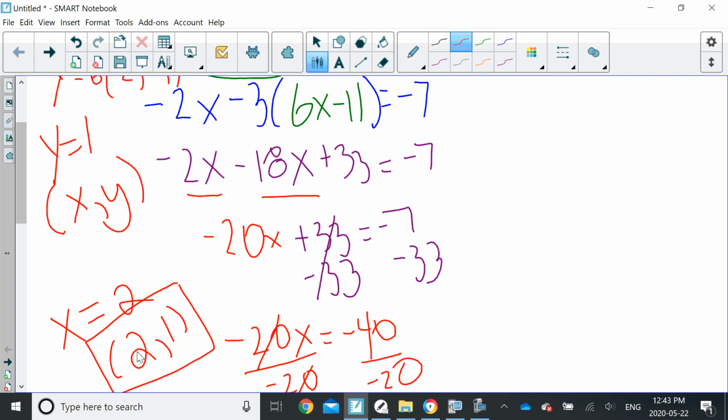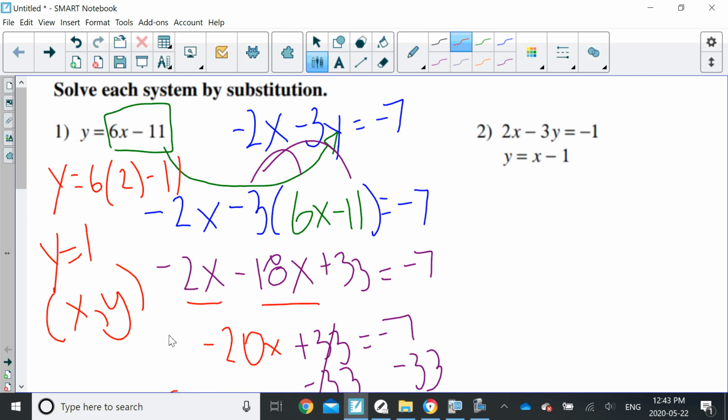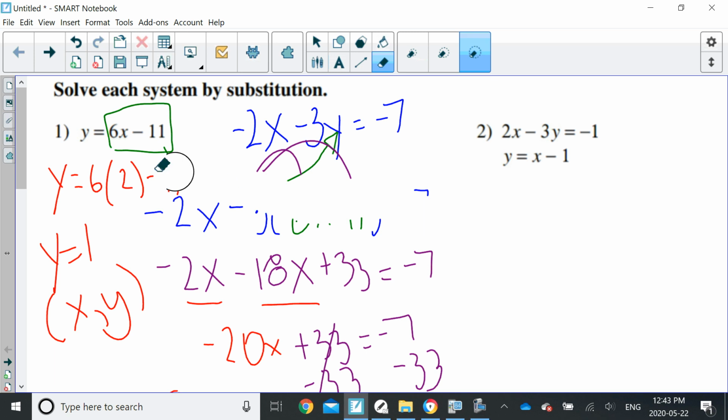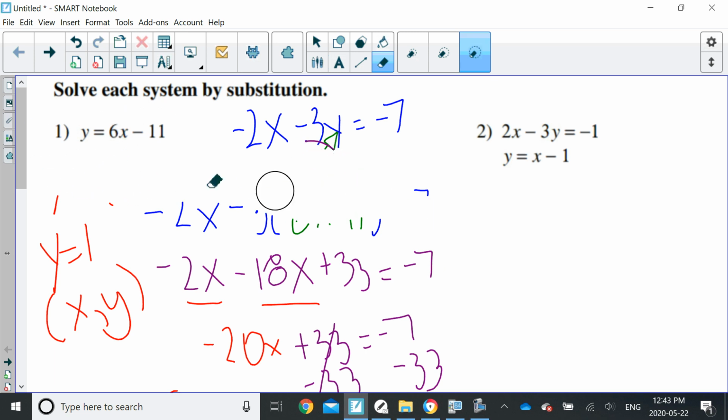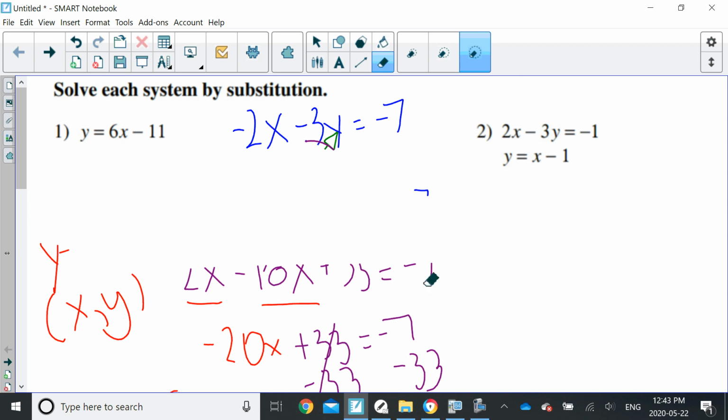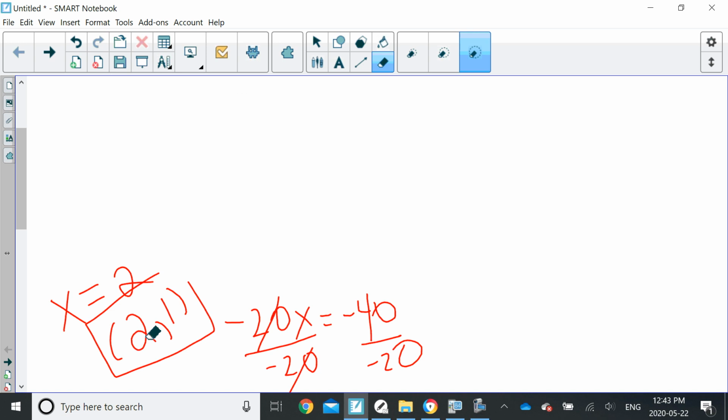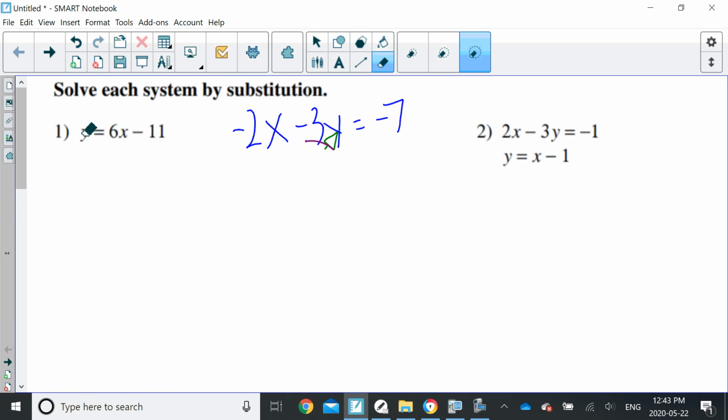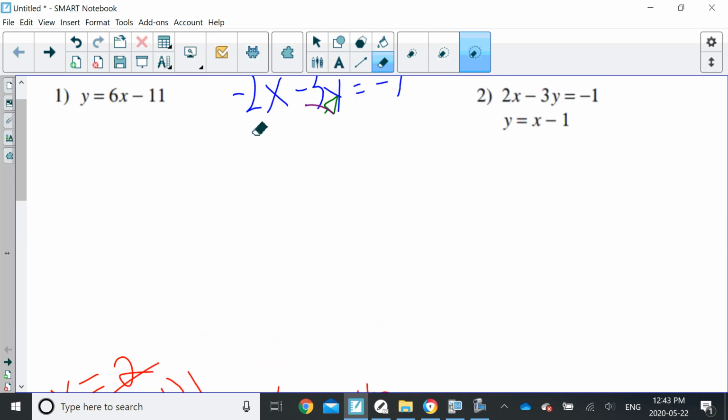So when you verify that x is 2 and y is 1, you always verify in the original equation. This is where I'm going to get some of you on marks. What you have to do is plug in a 2 and a 1 in this system and in this system. You have to plug it into both systems. My answer has to work in both systems, and left-hand side has to equal right-hand side.